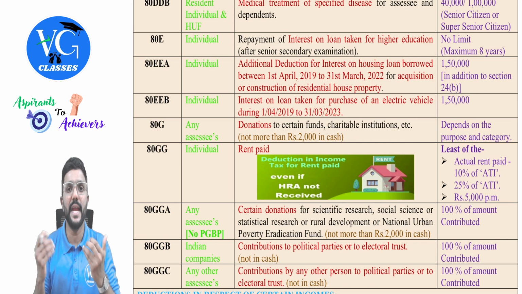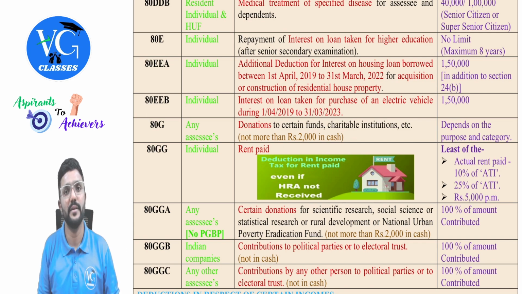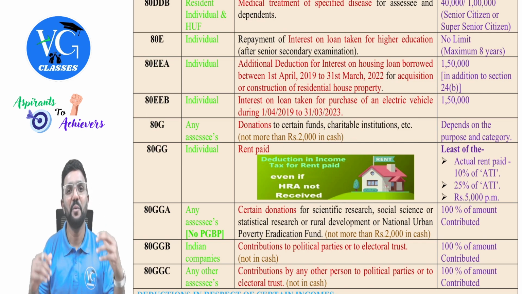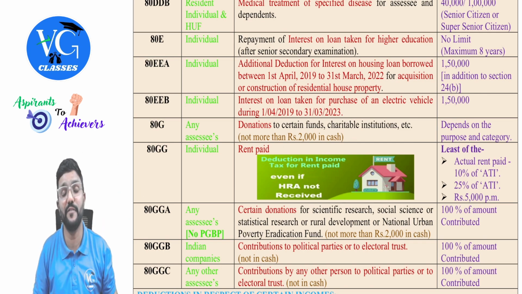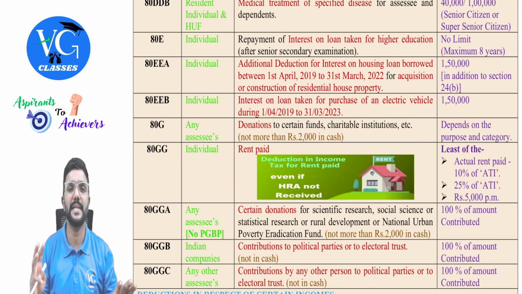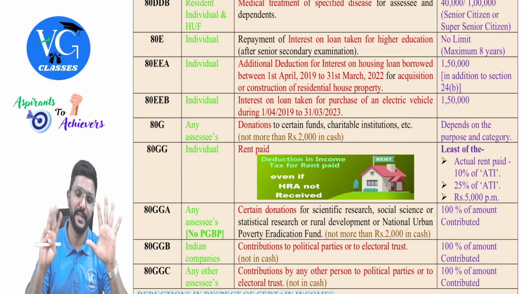Sir, what if within 8 years the loan is fully repaid? Then you can claim only for that many years. Sir, what if I am repaying the loan even after 8 years and keep on repaying till 15 years? You can claim maximum deduction for 8 years, guys.